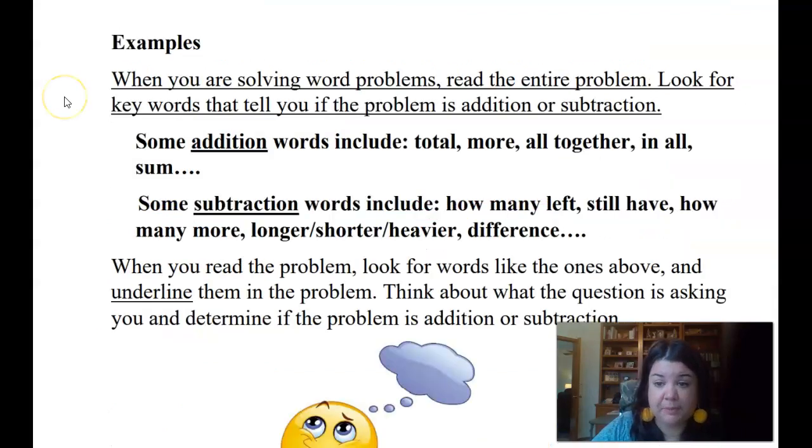Okay? When you are solving word problems, you're going to have word problems on your test. It's really the real part of life. That's where you're really going to experience your math, is in word problems. So when you're solving them, you have to read the entire problem. Read it, reread it. Look for key words that tell you if the problem is addition or subtraction. Some addition words include total, more, altogether, in all, and sum. Some subtraction words include how many left, still have, how many more, longer, shorter, heavier, and difference.